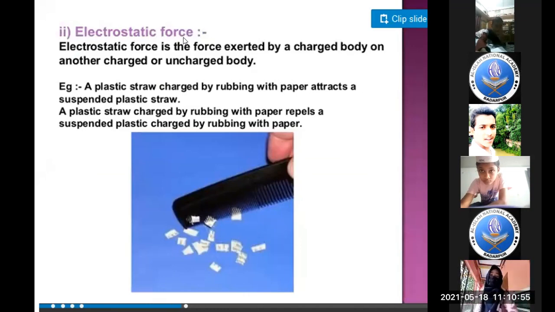So that example I am telling you. First you take your comb and five to six times you comb your hair, from front side to back side. After combing, you take some small pieces of paper and do like this. You can see on your screen, in the diagram. Keep the small pieces of paper on a table, and with that comb, take it nearby the small pieces of paper. See what will happen.